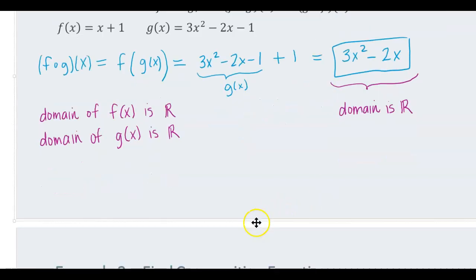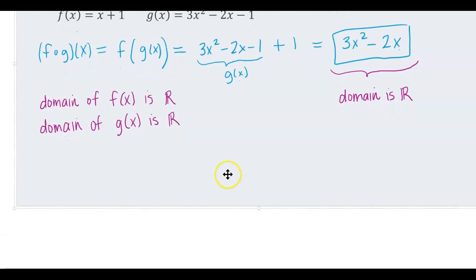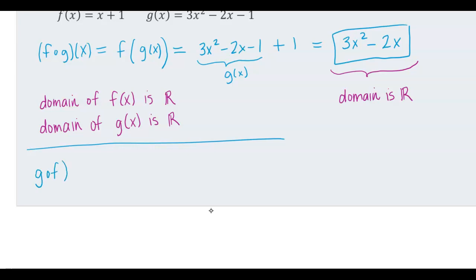Let's talk about the other composition, this time looking at g of f of x. So now we're going to tackle this. g of f of x is the same as g, take the function f of x and plug it into g. So I'm going to take this whole function and plug that in everywhere that I see x.